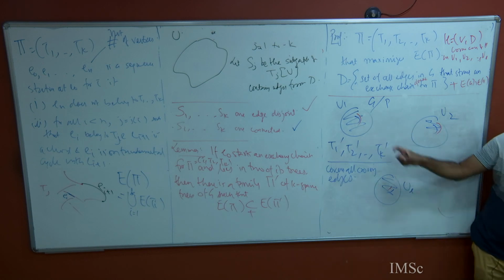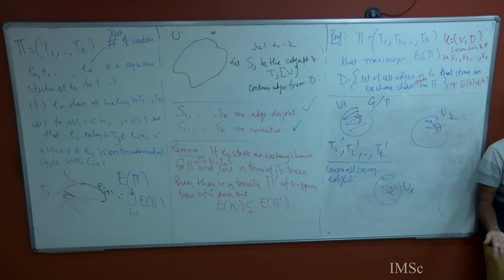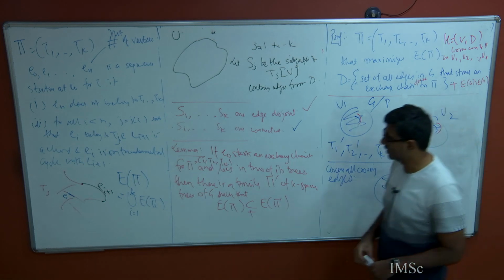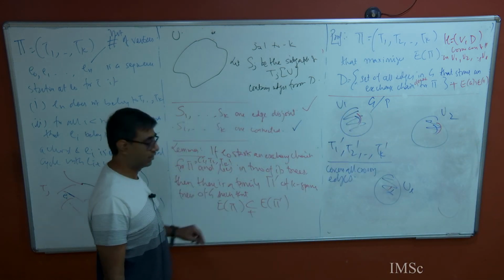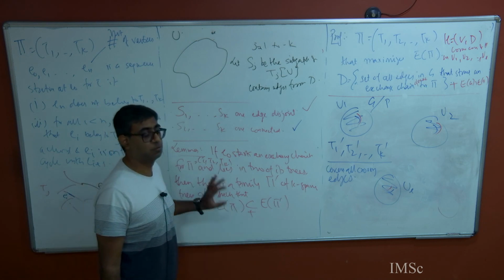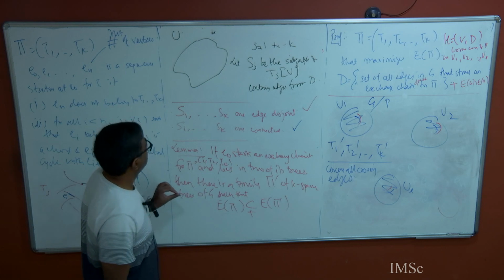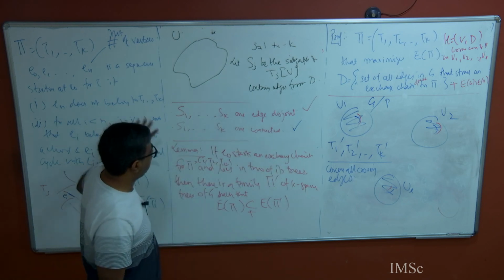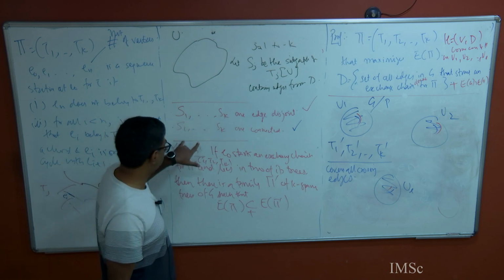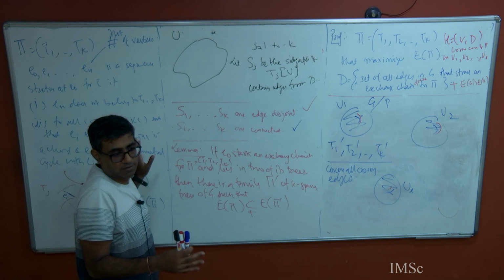Now the harder part was how do I ensure that each of them does support enough spanning trees? For that I still need this lemma: if it has an exchange chain, then this. The proof is very simple, not very hard. We will come back and prove this. Once we did this, we assumed disjointness, proved connectedness, and we were done.